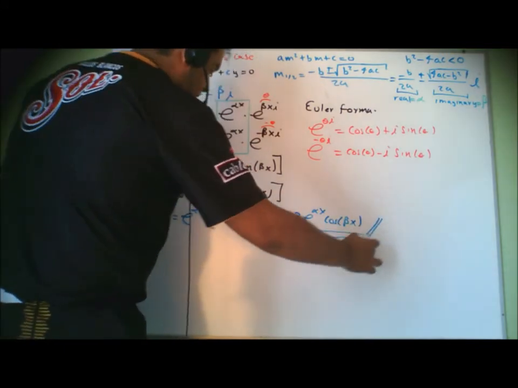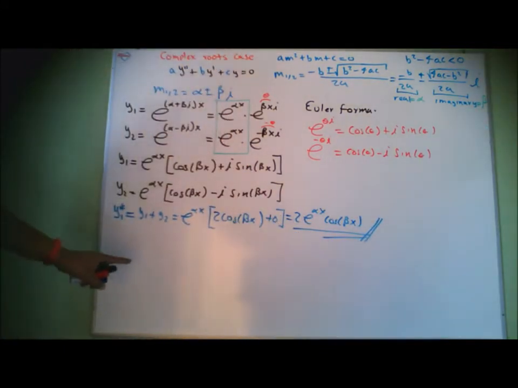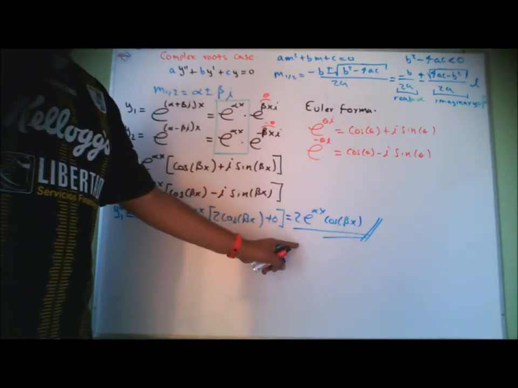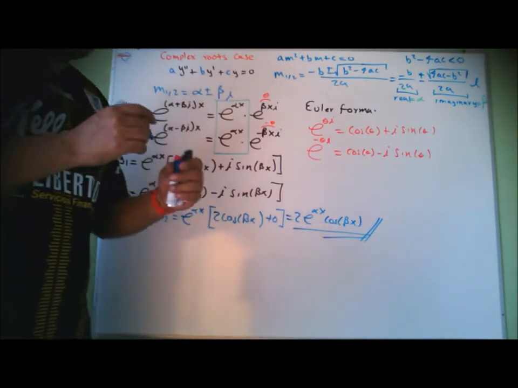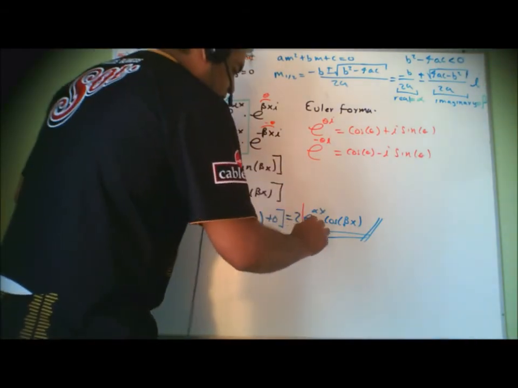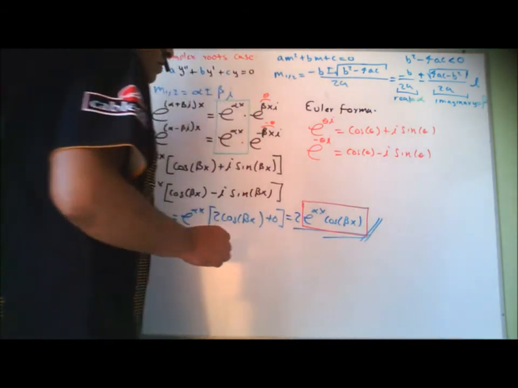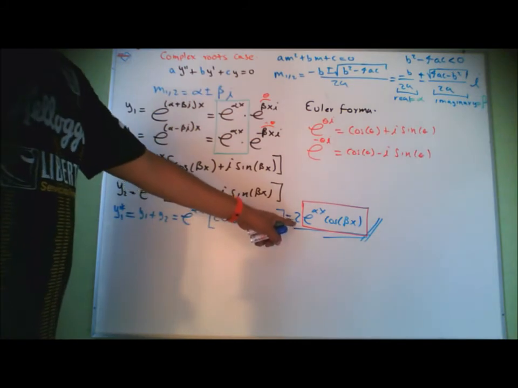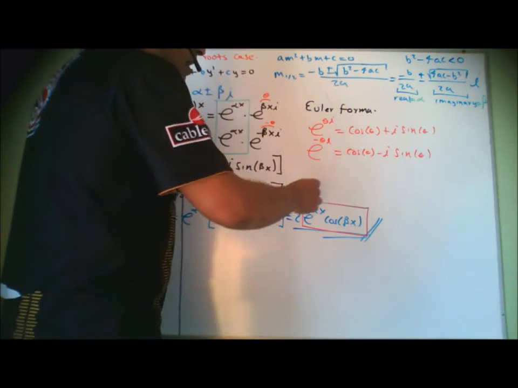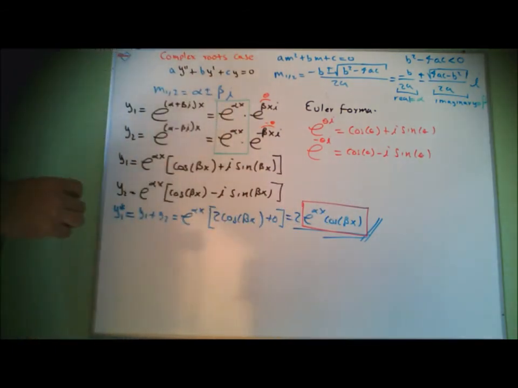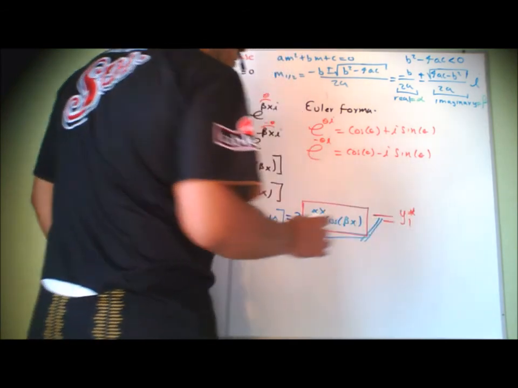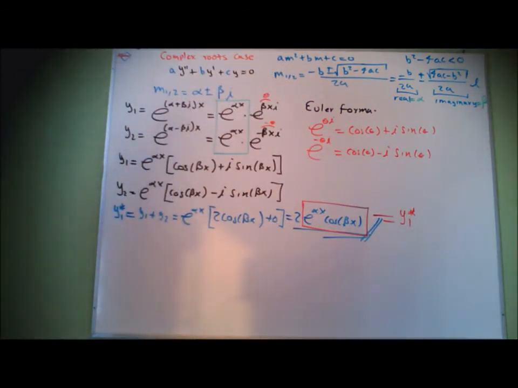And what we got here is a new solution, but it doesn't contain the imaginary number. It's just real numbers, real functions. And we are actually interested only in the function solution, not in the coefficient. The coefficient is going to be a constant, so we don't care about it. What we care about is the real functions. All right? So this is our y1 star, or new solution, which is real functions.